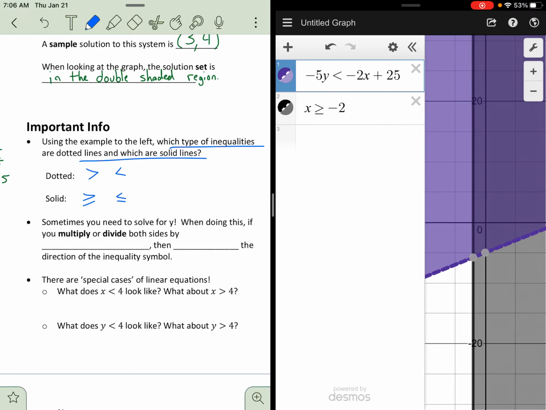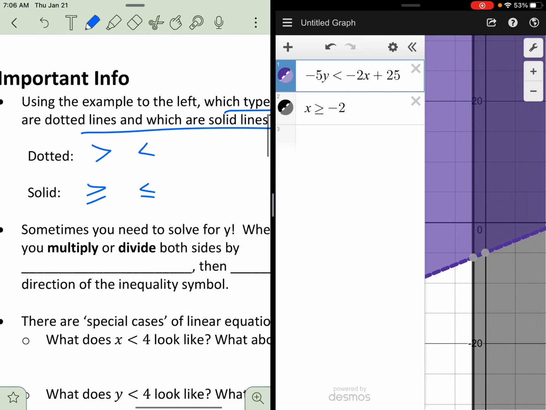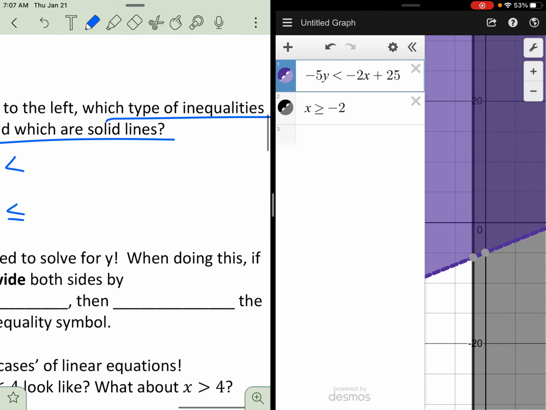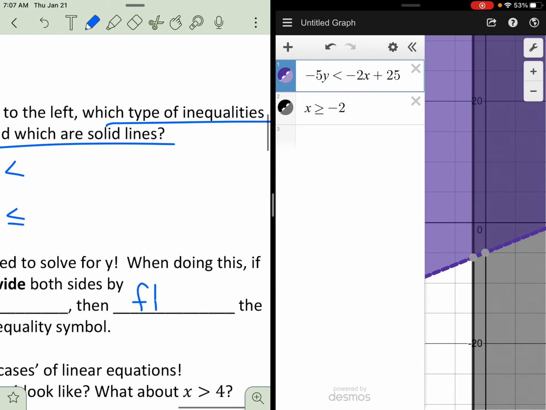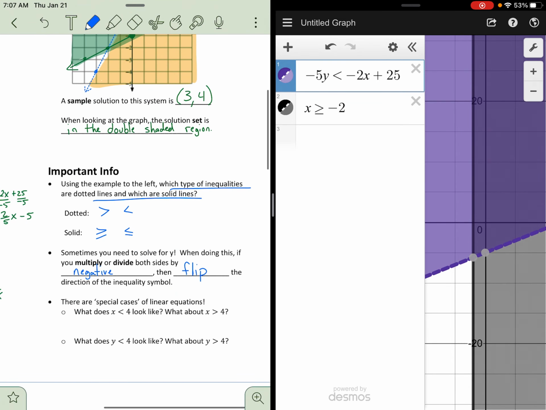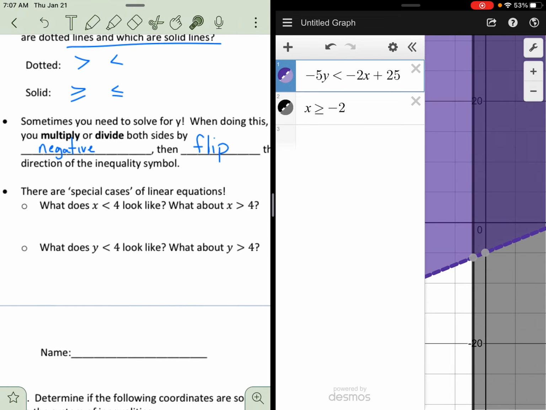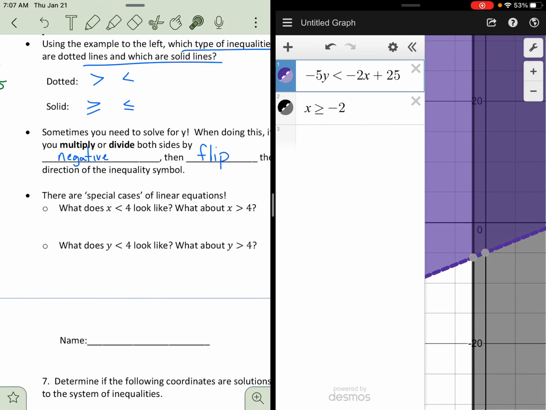All right, so sometimes you need to solve for y. When doing this, you can multiply or divide both sides. If you multiply or divide both sides by a negative, okay, then flip the directional inequality symbol. So if you multiply or divide by a negative and you're trying to just graph it by hand, you have to flip the symbol, which means you're going to shade on the opposite side.